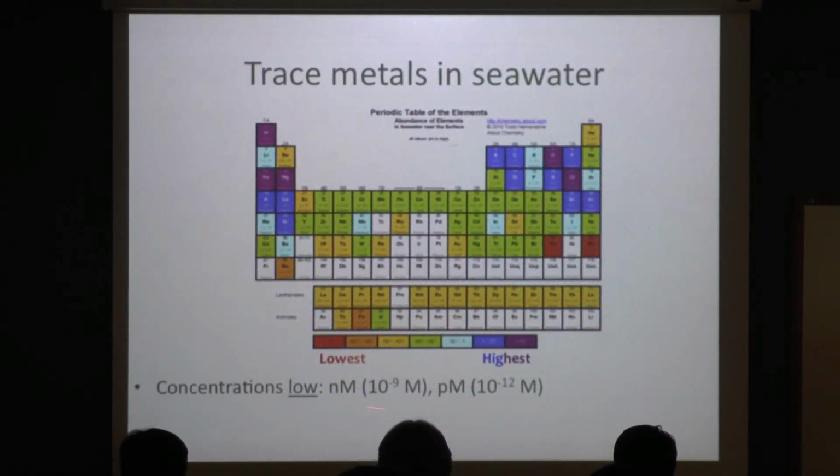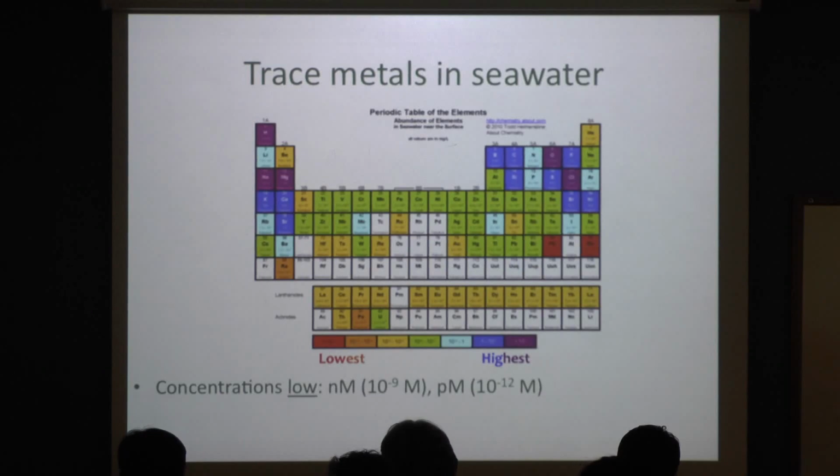In molar units, these elements are typically on the order of nanomolar, 10 to the minus 9 molar, to picomolar, 10 to the minus 12 molar. So this presents analytical challenges, you can imagine. We also go out and work on iron ships covered in copper-based anti-fouling paints, which presents sampling problems as well.